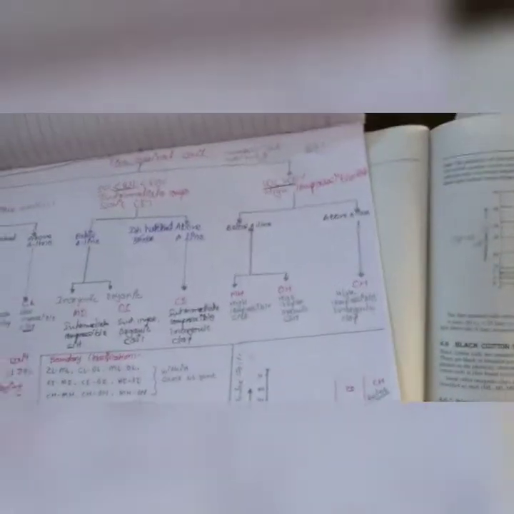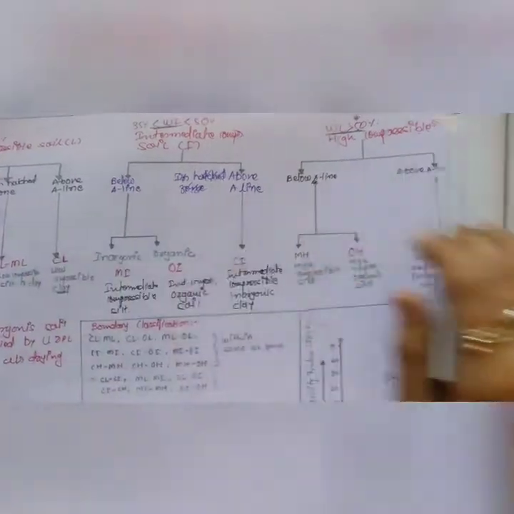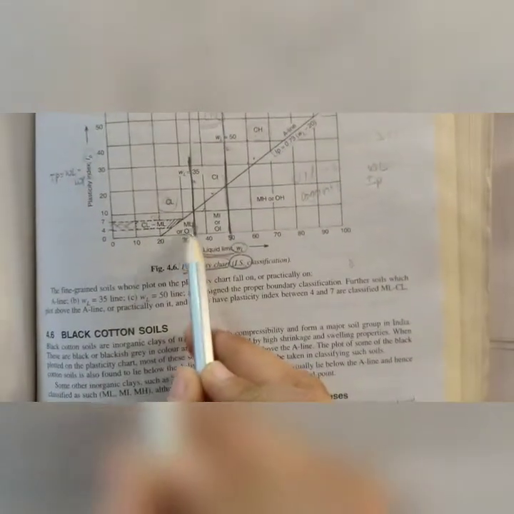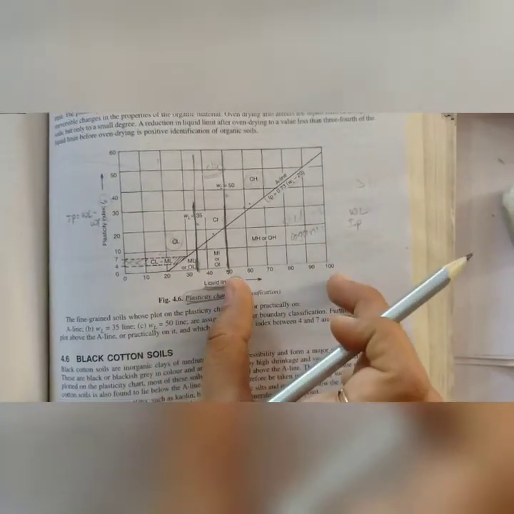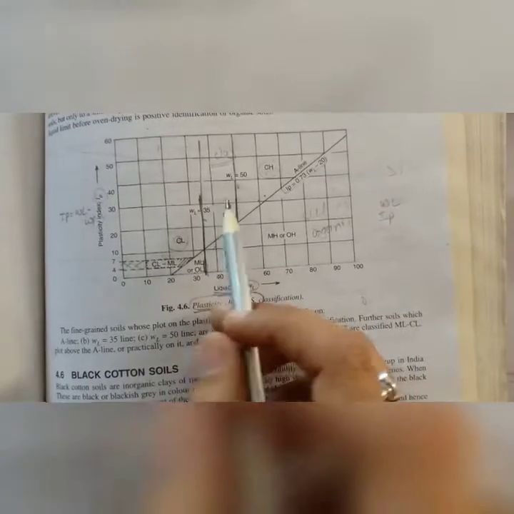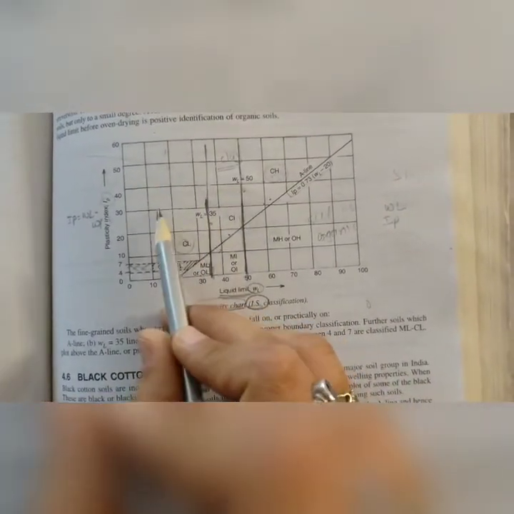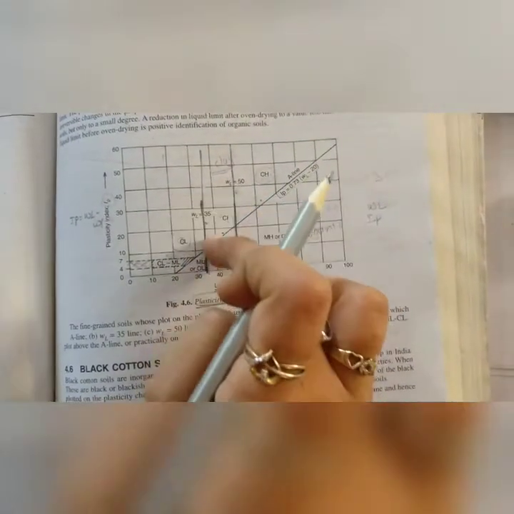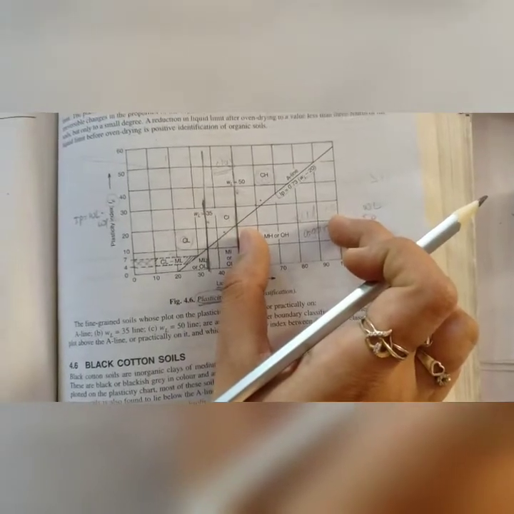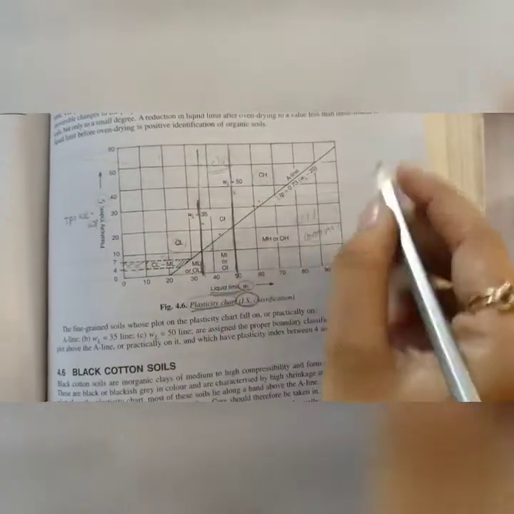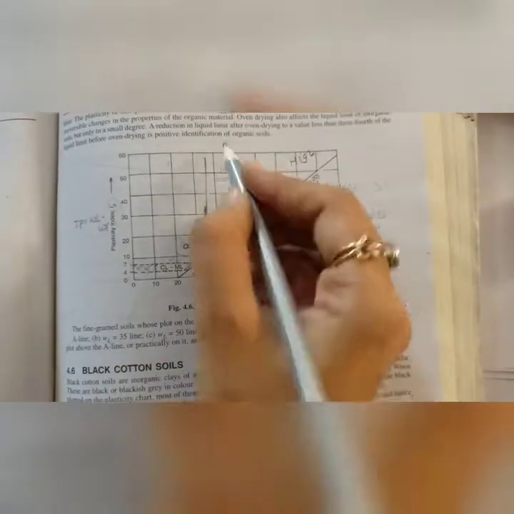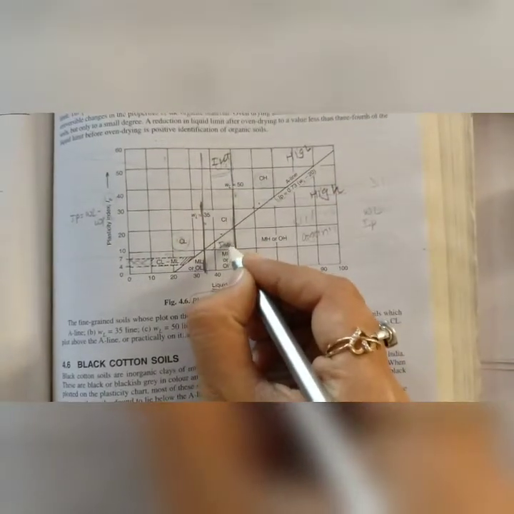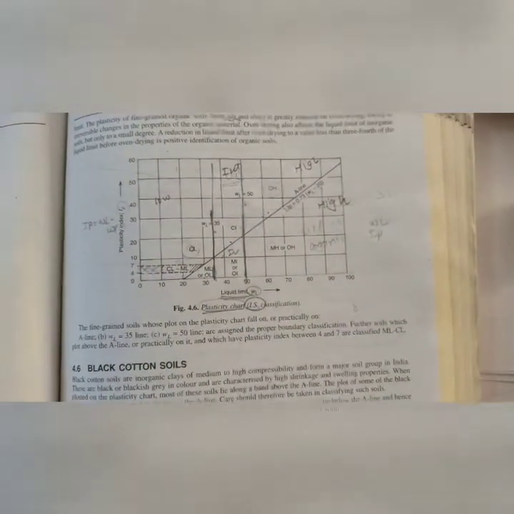So by using this bifurcation based on liquid limit: less than 35, 35 to 50, more than 50. After that, you can see less than 35 liquid limit is low compressible, between 35 to 50 is intermediate compressible, and more than 50 is highly compressible. So this whole zone is of high compressible, this one is of intermediate compressible, and this is of low compressible, right?